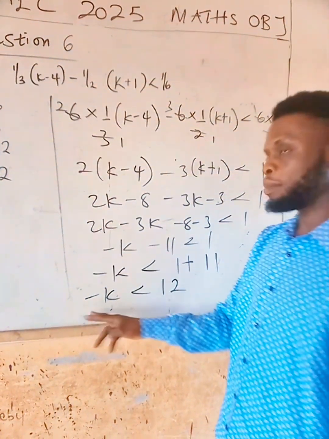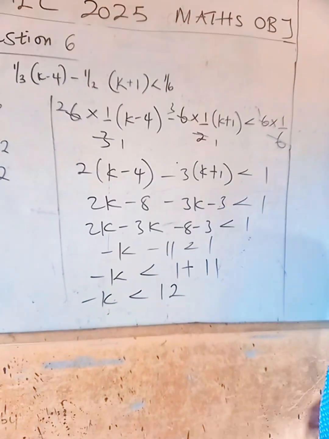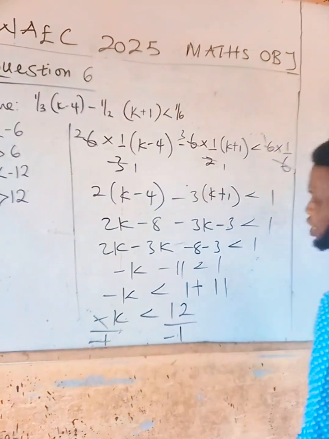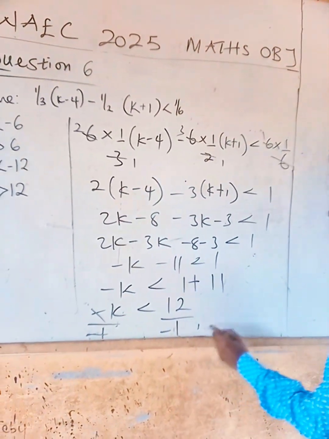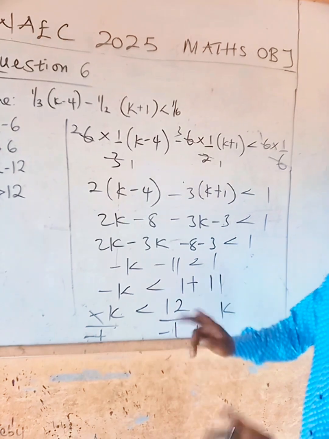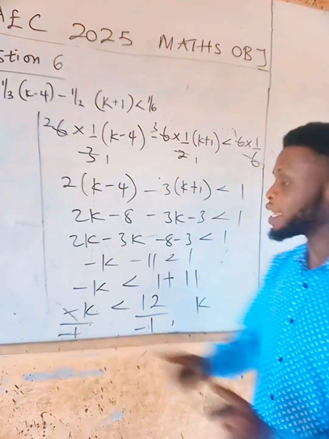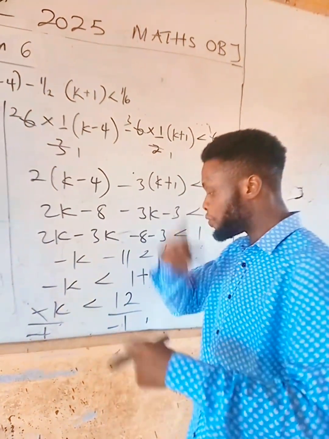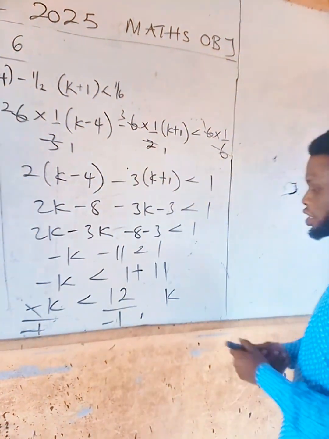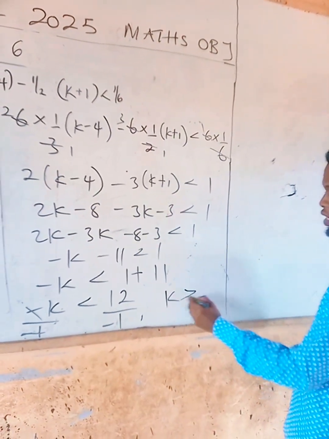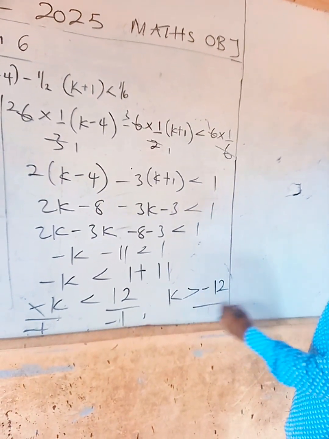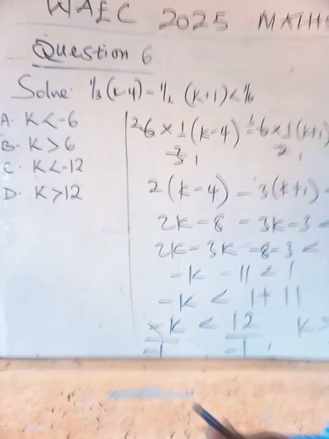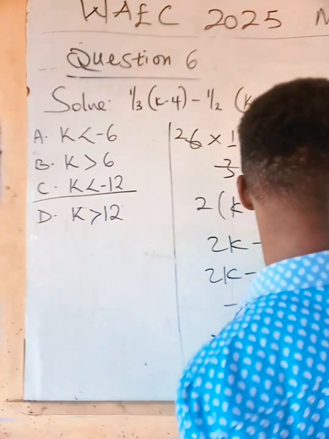So we need to divide both sides by the negative, minus 1. So divide both sides by minus 1. Minus cancels minus 1, minus cancels minus here. So our k is, whenever you're dividing both sides by a negative number in a linear inequality, you reverse the inequality. So this inequality will reverse. We are going to have it as k is greater than minus 12. So let's check the options and tick the correct answer. So I think option C is the correct answer.